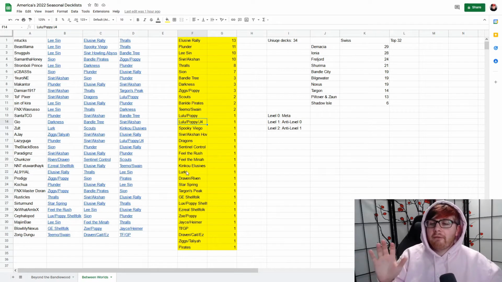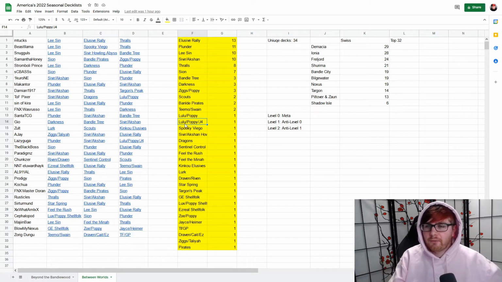So everything that is in the one-off section definitely deserves to be in the one-off section. It's very different from the other things that we saw. Even this Sivir Akshon is Sivir Akshon Howling Abyss, which is very far removed from the Demacia Sivir Akshon that we tend to see.